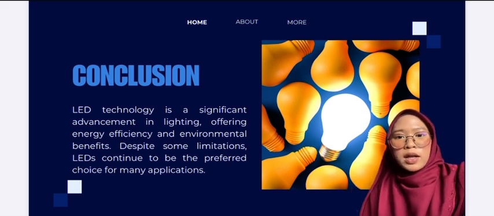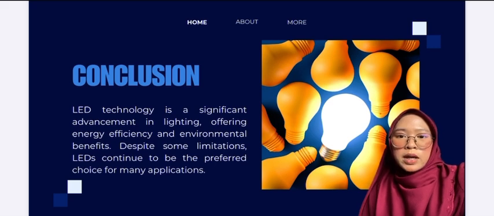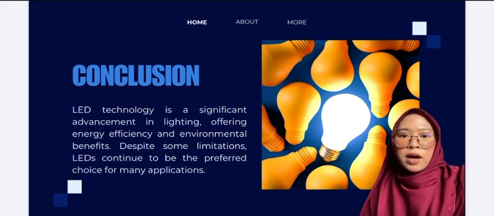To conclude, LED technology has revolutionized the lighting industry. It offers high energy efficiency, durability, and environmental benefits, making it the preferred choice for many applications. Although LEDs have some limitations, advancements in technology continue to improve their performance and affordability. In the future, LEDs will likely become even more efficient and widely used in new and innovative ways.